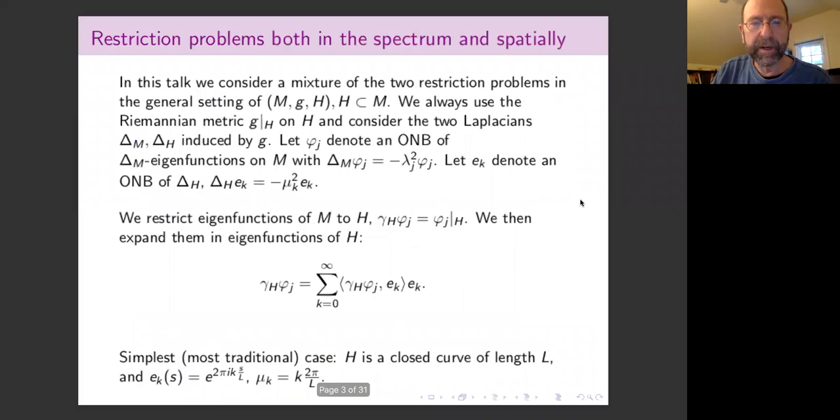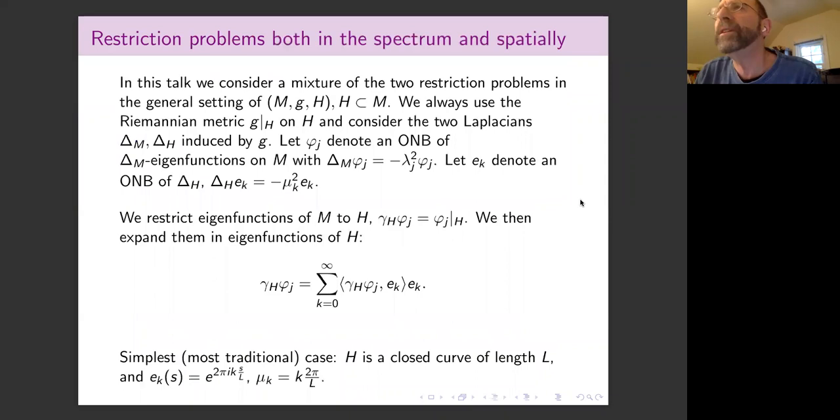So the projects I'm going to discuss are kind of a mixture of the two restriction problems. On the one hand, we'll only be dealing with a compact Riemannian manifold, although there's no particular reason why you can't study the problem for infinite volume or non-compact Riemannian manifolds. But so we're going to have a Riemannian manifold M with metric g, and we have a submanifold H, and we restrict the metric to H. So it's a sub-Riemannian manifold of (M, g). And we are going to be considering two different Laplacians, the Laplacian for (M, g) and the Laplacian for H.